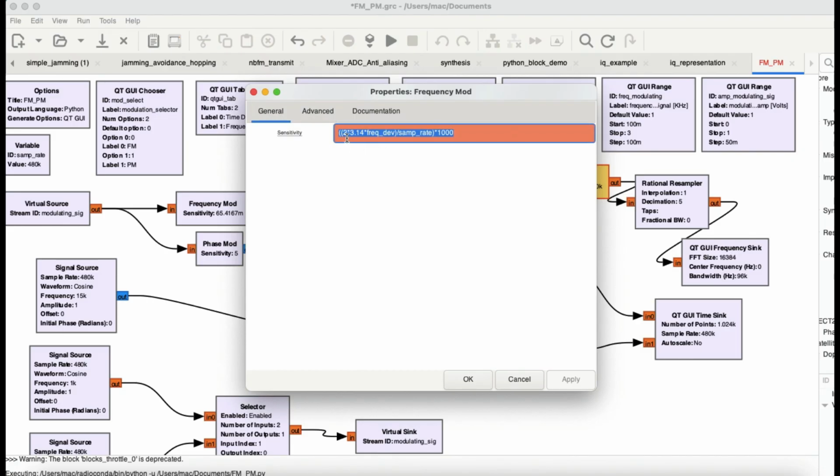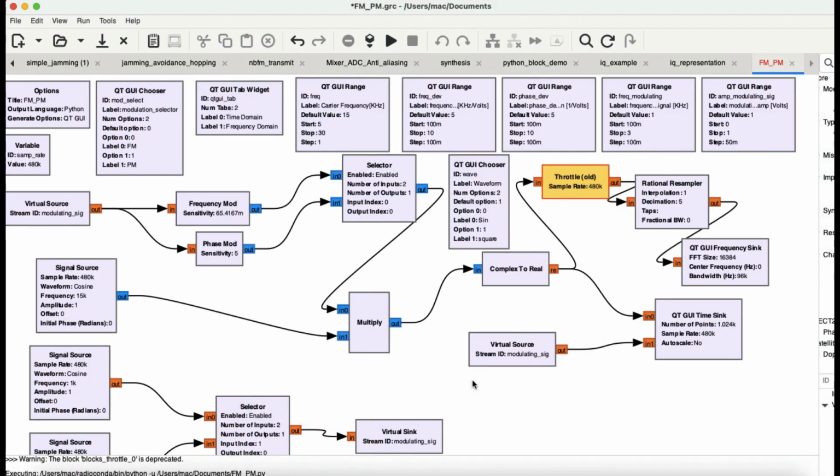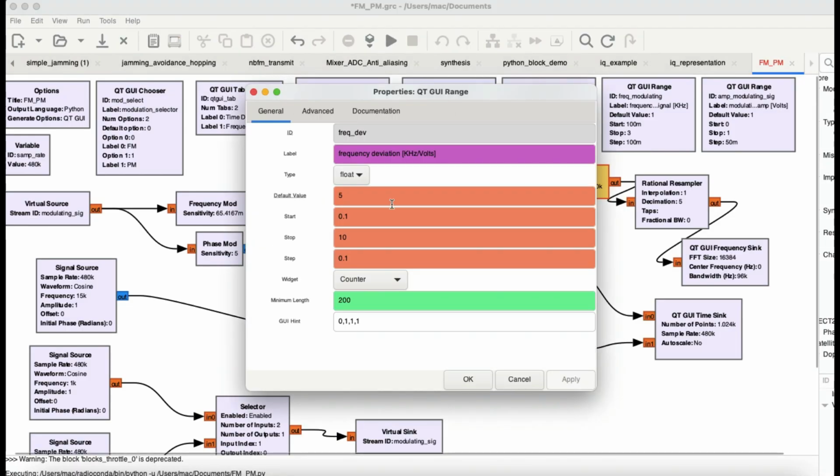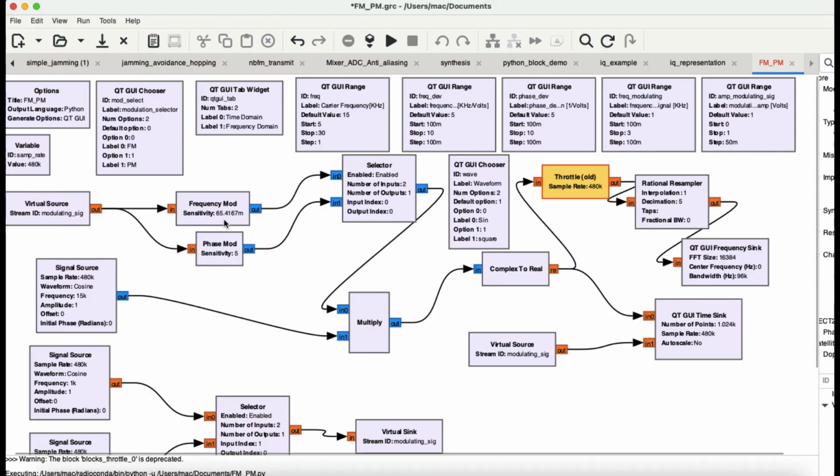So you have 2 times pi, and then you have your frequency deviation value. This frequency deviation value is being controlled by this particular slider, which has a default value of 5, and goes from 0.1 all the way up to 10. The value of this frequency deviation is generally kilohertz per volt. This is how much it is going to deviate from its origin, and this is what is being called here.